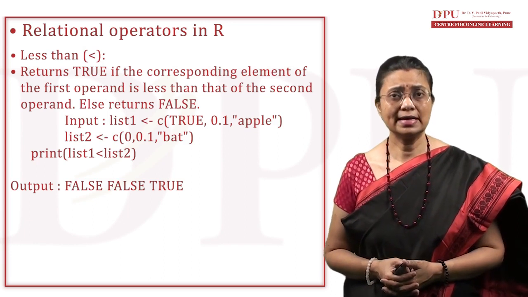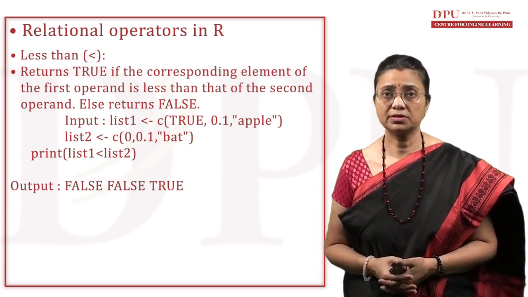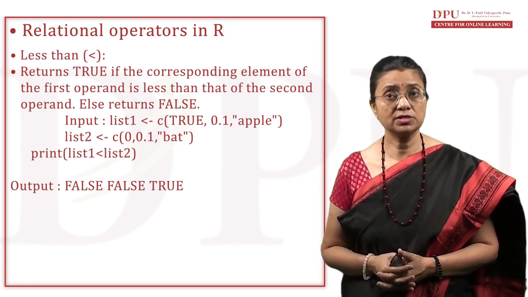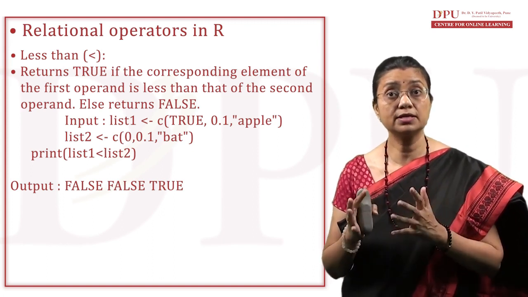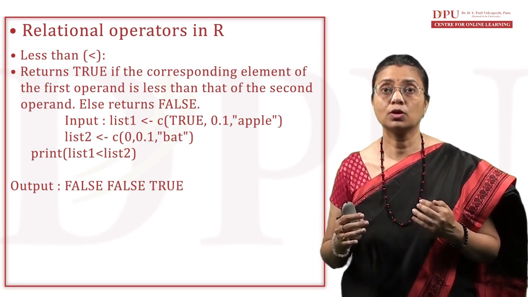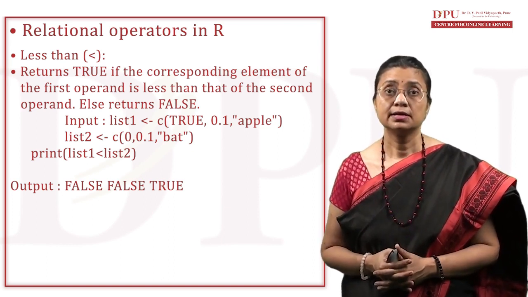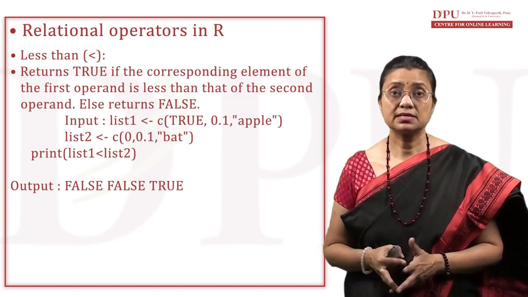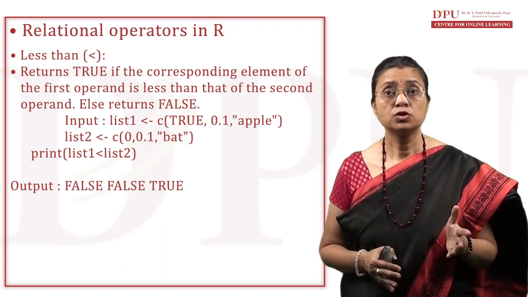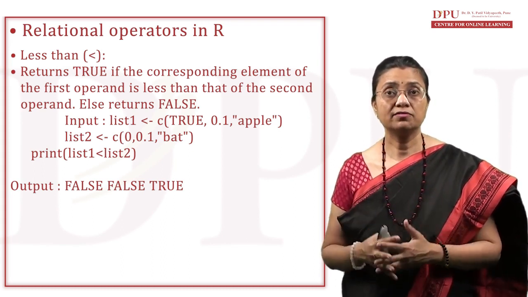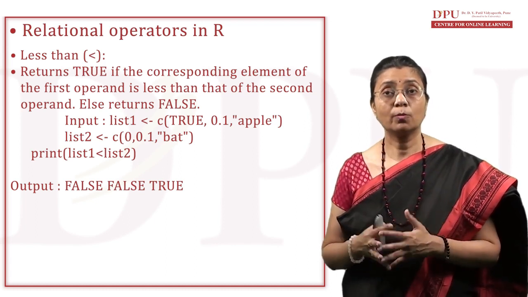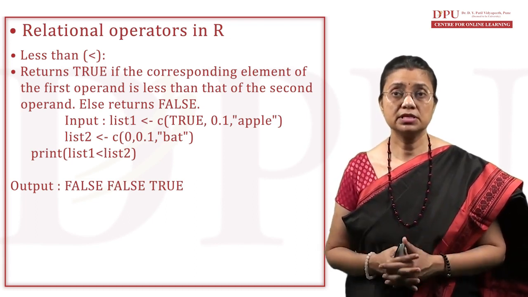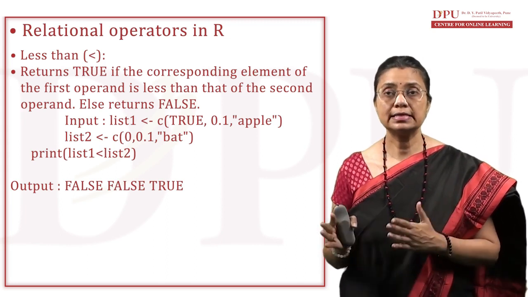Let's talk about the less than symbol and understand what this operator is. This operator returns true if the corresponding element of the first operand is less than that of the second operand. Otherwise, it returns false. Suppose there are two lists. List 1 has the values true, 0.1 and apple, and list 2 has the values 0, 0.1 and bat. Here we are printing list 1 is less than list 2.